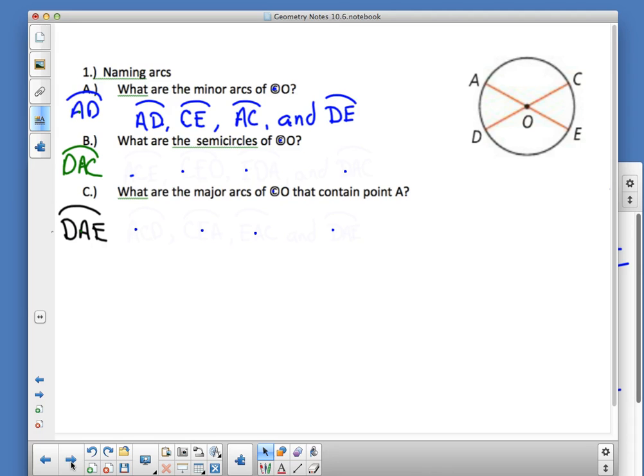Now what I want you to do is talk to somebody next to you, left or right, and compare your semicircles. Go. Talk to them. Say hi. Remember, part of this is you being given the opportunity to discuss it with somebody else.